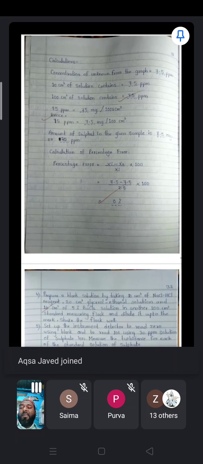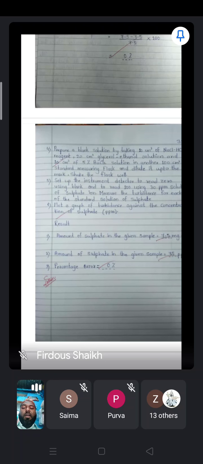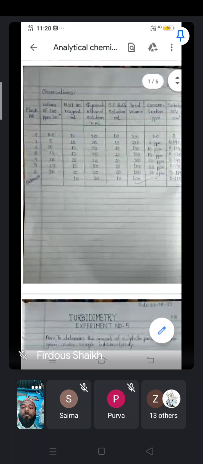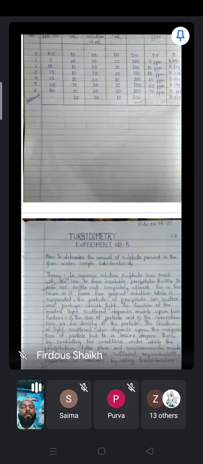Please go through this experiment. Please complete all the experiments. On Monday, I will check all the physical as well as the analytical journals. You have to show both the journals on Monday, after completing all the experiments. Okay, this is about this whole experiment. Very simple experiment it is. Please go through it. If you have any query, you can ask your doubt.